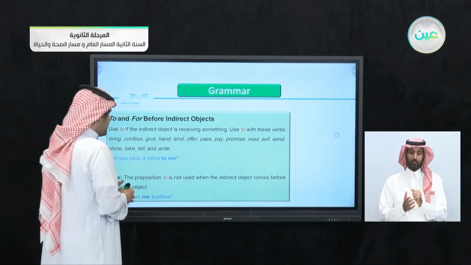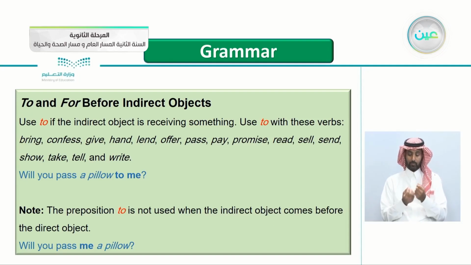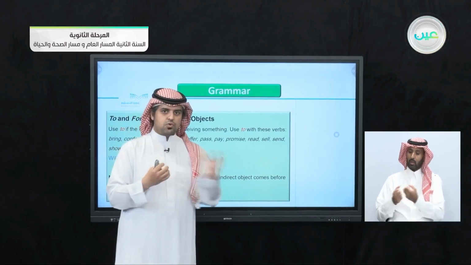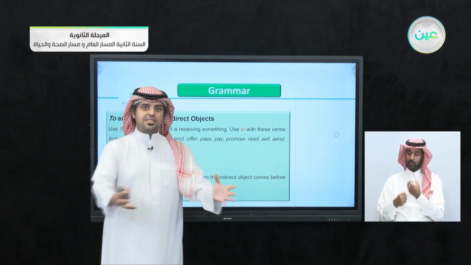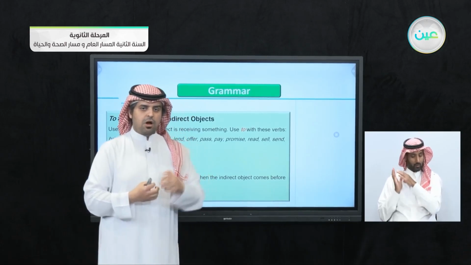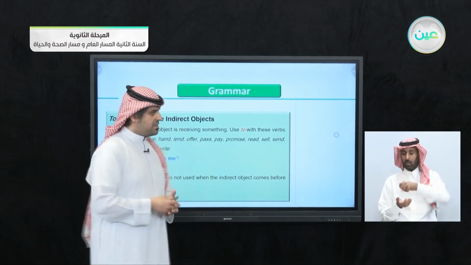We use to with these verbs: bring, confess, give, hand, lend, offer, pass, pay, promise, read, sell, send, show, take, tell, and write. For example, here, will you pass a pillow to me? So to me, I'm the indirect object. I'm receiving the pillow. Or can you pass the salt to me, etc.